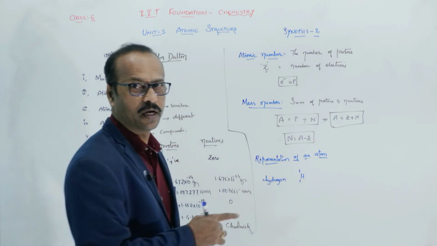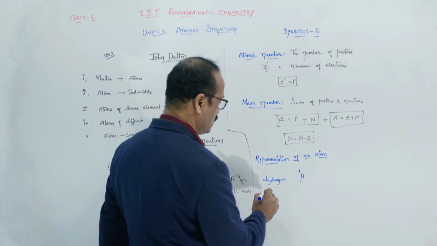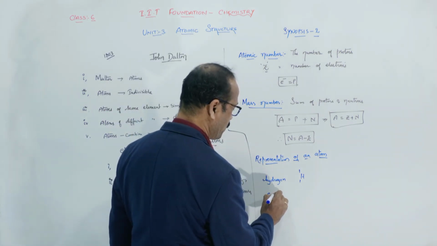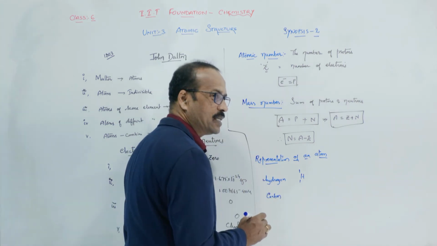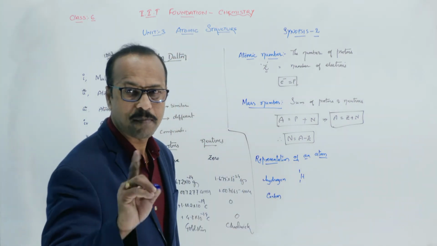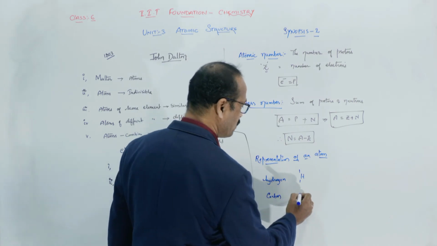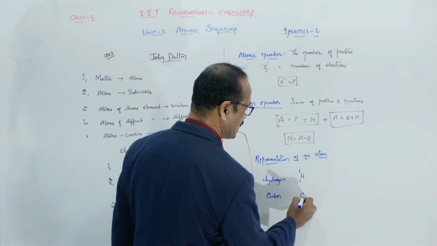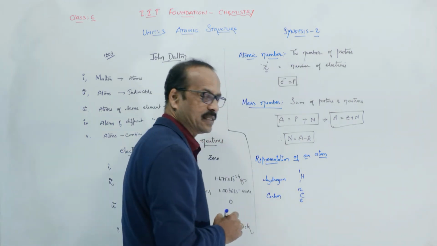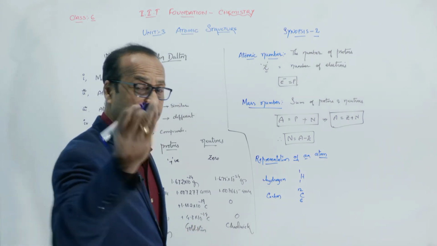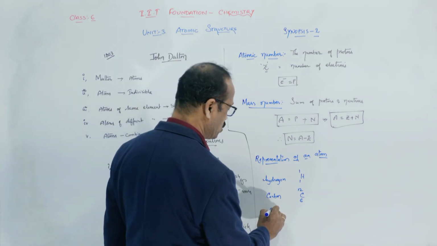I will write the atomic number as a subscript, meaning down, and the mass number as a superscript at the top. Similarly, for example, I want to write carbon, whose atomic number is 6 and mass number is 12, and the carbon symbol is C. So C, 6, 12, like this. If I want to represent sodium, for example, sodium.